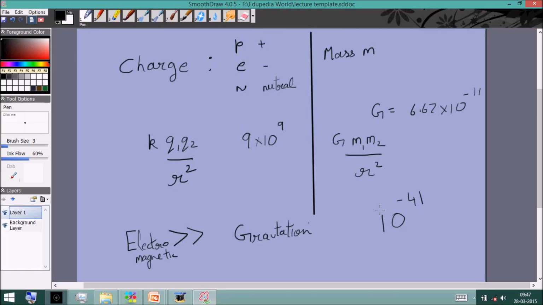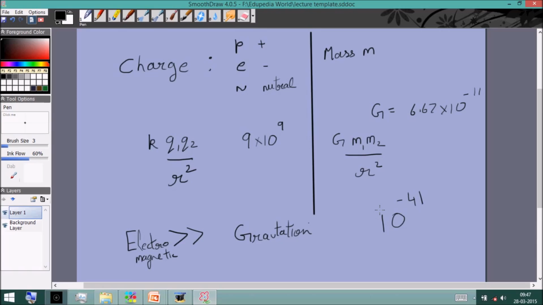But since mass always keeps on adding, remember we have positive and negative charges, but we do not have positive and negative masses. Mass is only positive. So the masses keep on adding, and when we have such big masses like the Earth, the Sun, the Moon, that's when gravitational force becomes overwhelmingly larger than the electromagnetic force, and that's when gravitational effects become important. So these are the two forces. There are two other forces which I talked about.